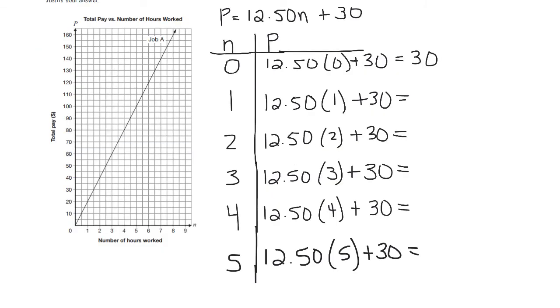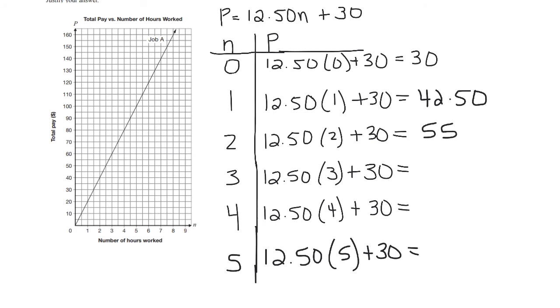I actually added in another row for 5 hours, and now I'm just going to go ahead and calculate the total pay. So for 0 hours, we'd get $30. For 1 hour, it would be $42.50. Remember, since we are talking about money values, make sure that your answers have 2 decimal places on the end. If we are talking about 2 hours, that would be $55.